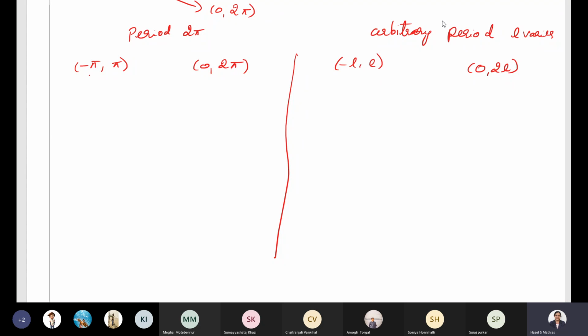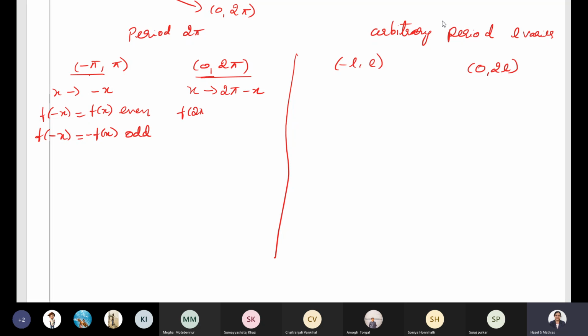So when you have minus pi comma pi, you have to replace x by minus x. If f of minus x happens to be plus f of x, the function is even. If f of minus x happens to be minus f of x, the function is odd. Similarly, in the case of 0 comma 2 pi, you have to replace x by 2 pi minus x. If f of 2 pi minus x is plus f of x, the function is even. If f of 2 pi minus x is minus f of x, the function is odd.